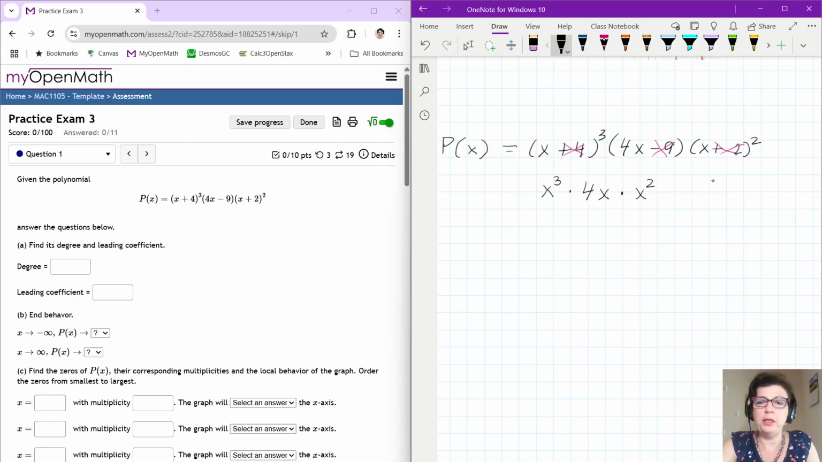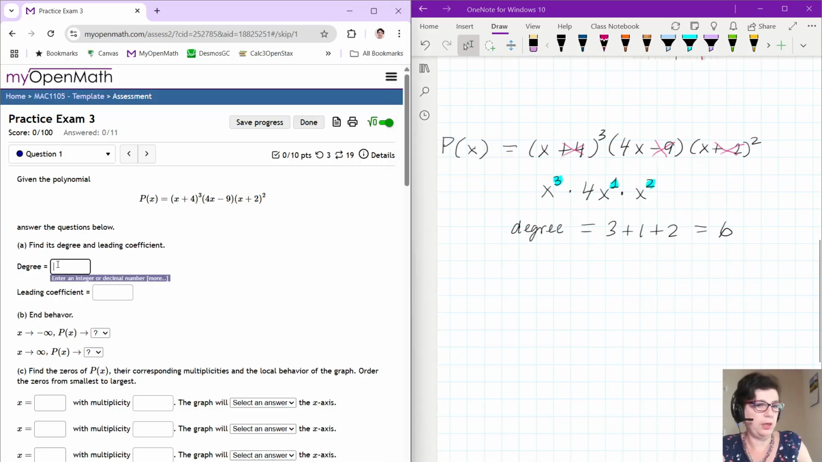So when you find the degree, you want to add up the powers of x if it's in this form. Now, x itself is x to the power 1. So don't worry about the 4 in the front. That's not going to affect the degree. What you're looking for is the powers of x, and the degree is going to be the sum of those powers. So the degree would be 3 plus 1 plus 2, which is going to be 6. Okay, so I know that this is a 6-degree polynomial.